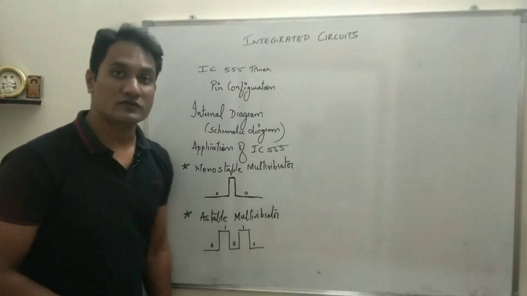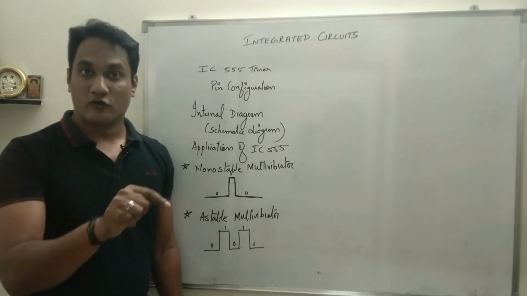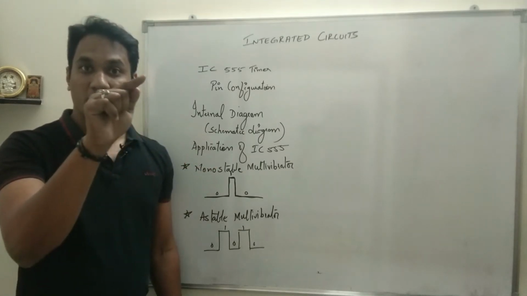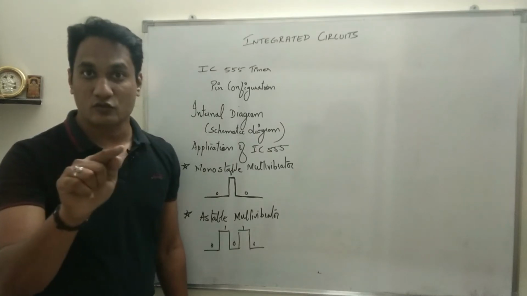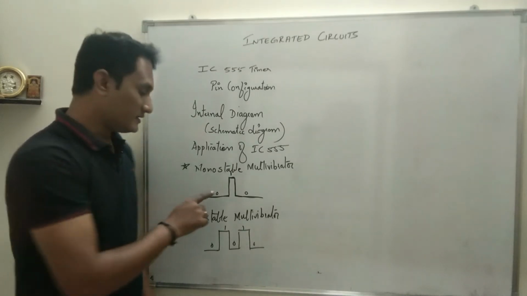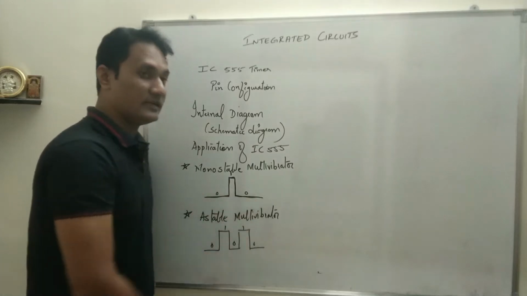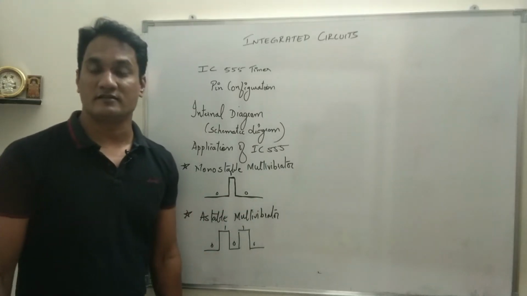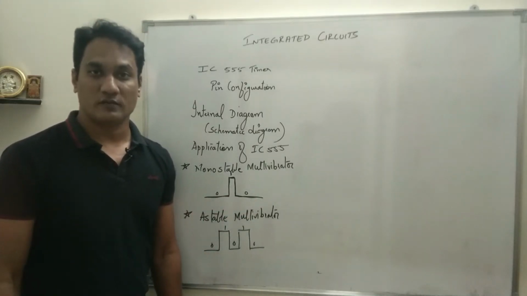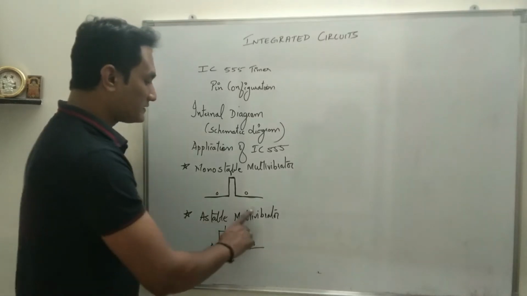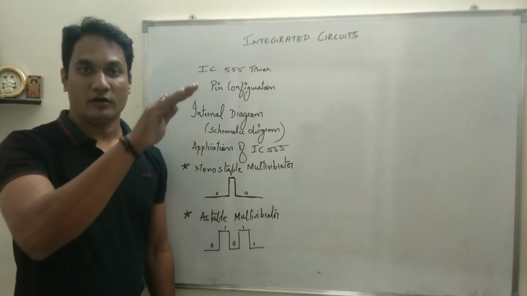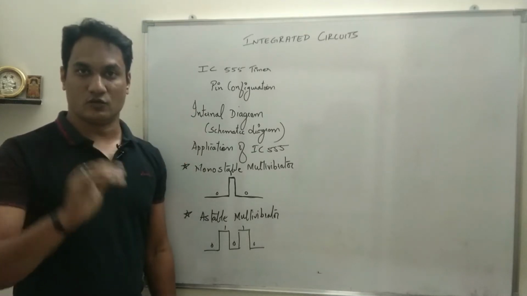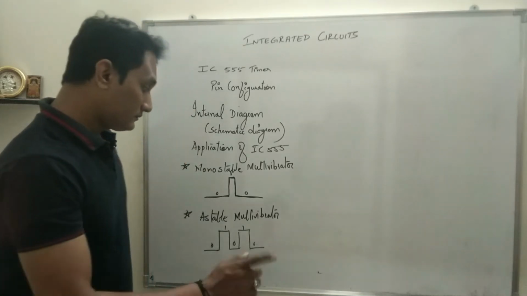But in the case of monostable, the state will be 0. When you provide a trigger, the output will become 1 for a small duration of time and it will automatically come back to 0. That is why this is a temporary state and the stable state is 0. Only one single stable state is there, therefore it is called a monostable multivibrator. And in an astable multivibrator, you don't have to give a trigger, the output will keep on becoming 0 1 0 1 0 1.